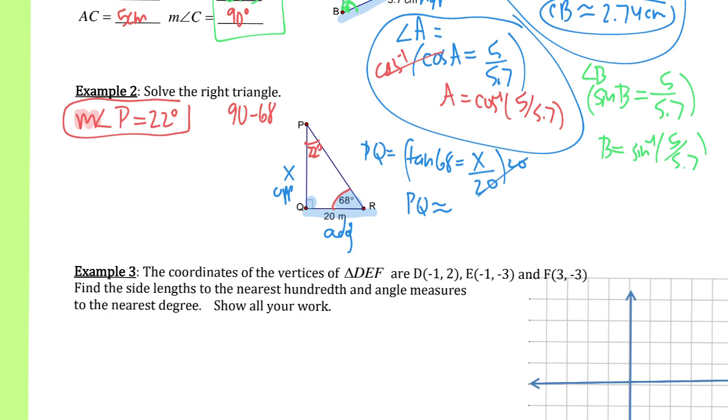It cancels out on this side, and you have to multiply this side by 20. So you do 20 tangent of 68. You're going to get 49.5, and that is going to be meters.